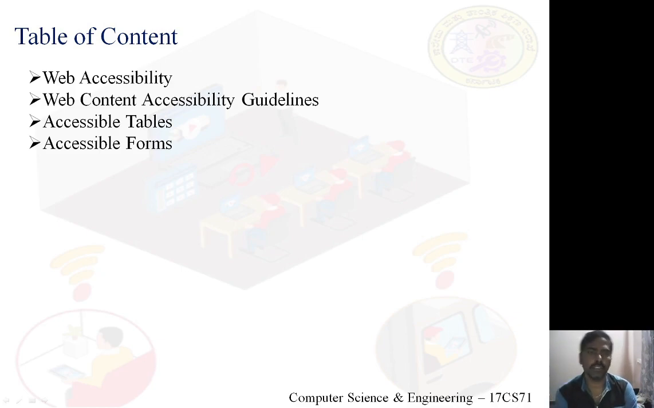Next, we'll discuss web content accessibility guidelines. Next, we'll see accessing tables. Here, we'll discuss multiple headers. Got it? Either column wise header or row wise header. Next, we'll wind up the session by discussing form accessibility.